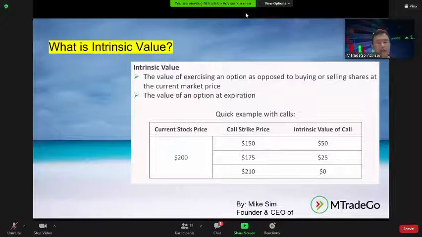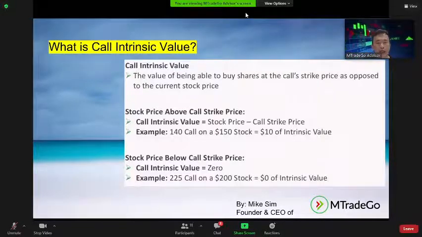Once you understand this, it is very easy. What is called intrinsic value? Very simple. When the call strike price, the call intrinsic value.